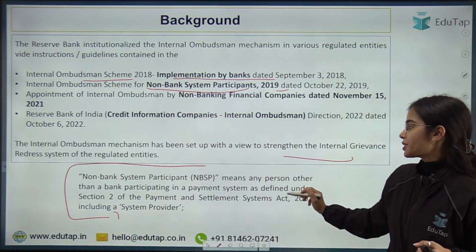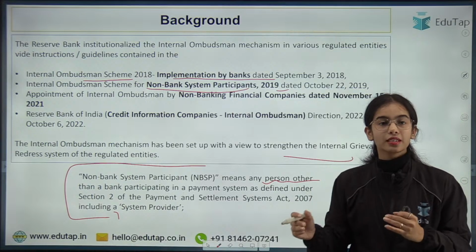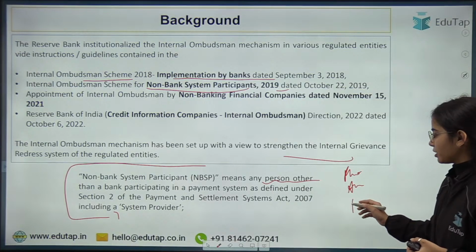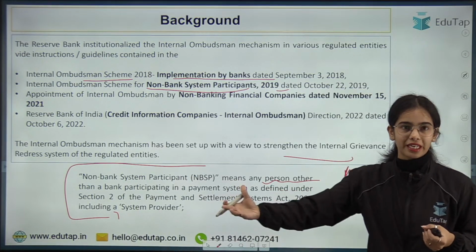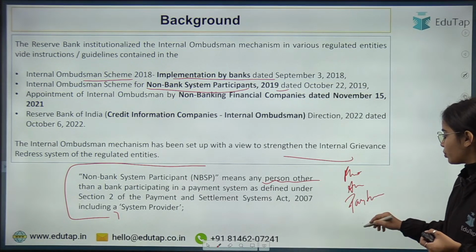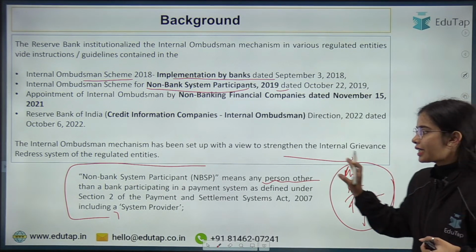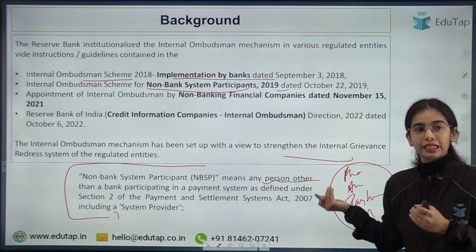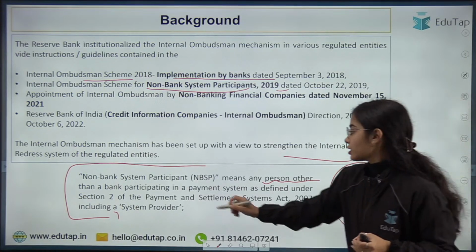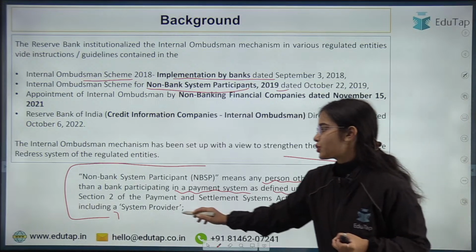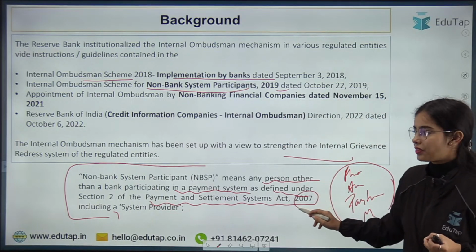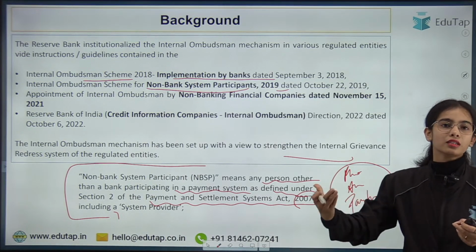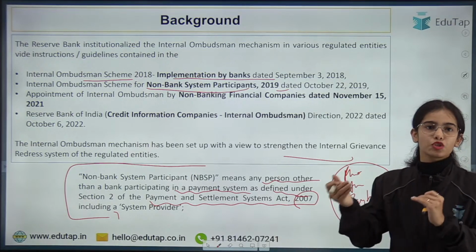Non-bank system participant means any person other than a bank that is participating. So your PhonePe, Amazon Pay, Paytm, that is One97 Communications, which has Paytm, and MobiKwik. These are the entities that are non-bank system participants, because a non-bank system participant is any entity other than a bank participating in a payment system as defined under Section 2 of the Payment and Settlement Systems Act of 2007, including a system provider. So these entities, Paytm, MobiKwik, are system providers. They are providing prepaid instruments, wallets and such.